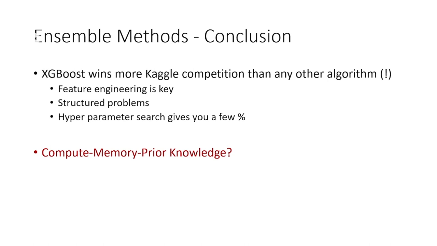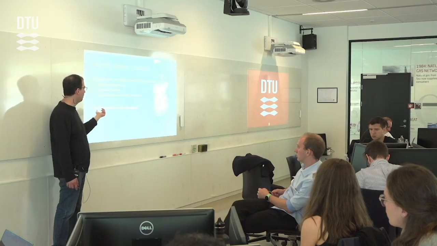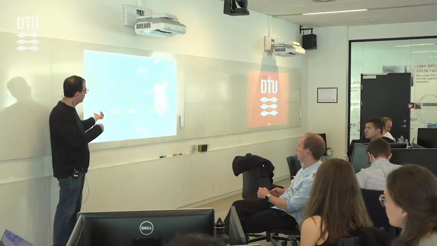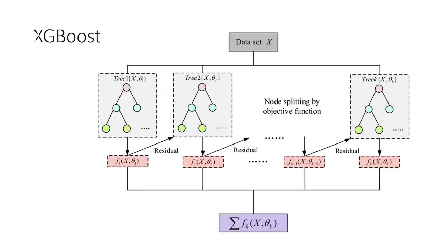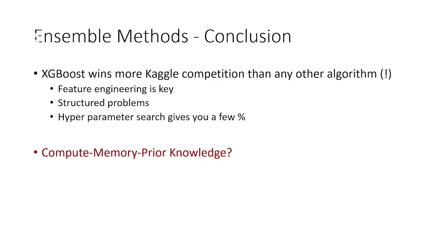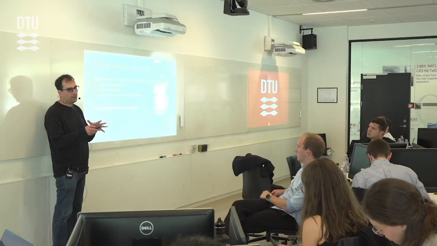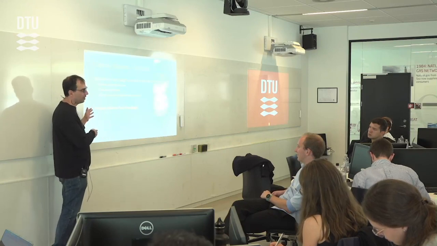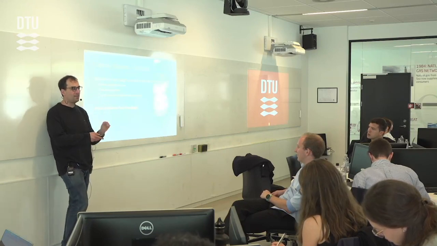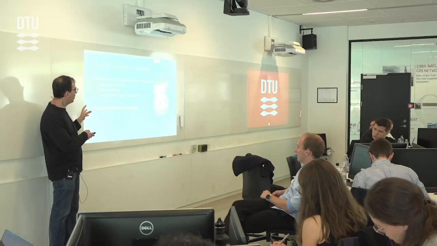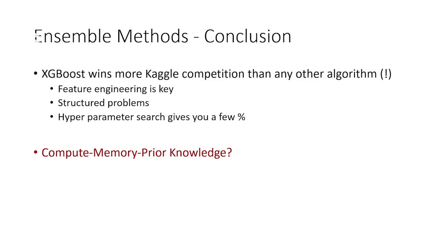Now, what about compute, memory, and prior knowledge? Compute is almost trivial; you only need to develop maybe 20 trees. Memory, you need to remember 20 trees, not really a problem. Prior knowledge, you need to have good features. So everything boils down to this: if you have good features and you ask what algorithm you should use, use XGBoost. If you just need to use one algorithm in your PhD thesis, it should probably be XGBoost. Not as fancy perhaps as deep learning, but it works quite well, often out of the box.